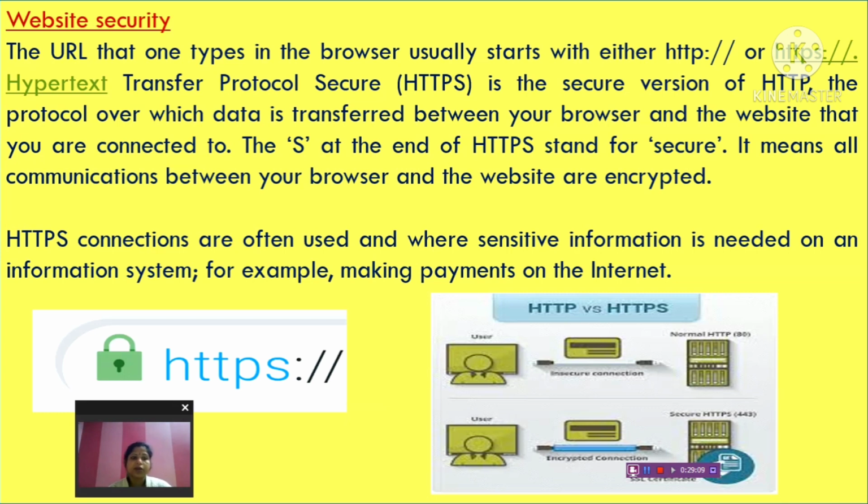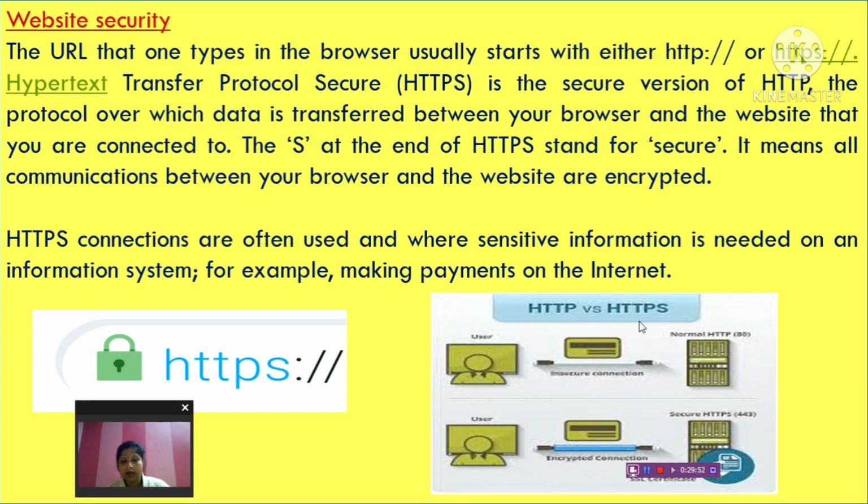Clear? So HTTPS connections are often used where sensitive information is needed on an information system, for example, making payments on the internet. While doing online shopping, you should be more careful, because every site advertises a discount and other things. People feel that they are getting so much discount. So to avoid this, first check whether the site is HTTP or HTTPS. If it is only HTTP, don't go for it. And if you find that it starts with HTTPS and a padlock symbol is there, then it is a secure site, you can go for it. All your data will be encrypted.